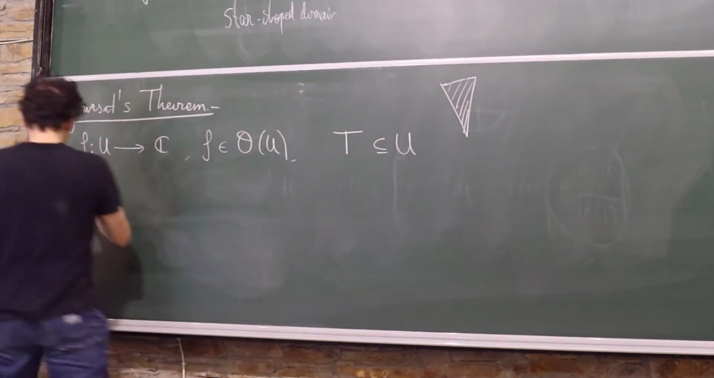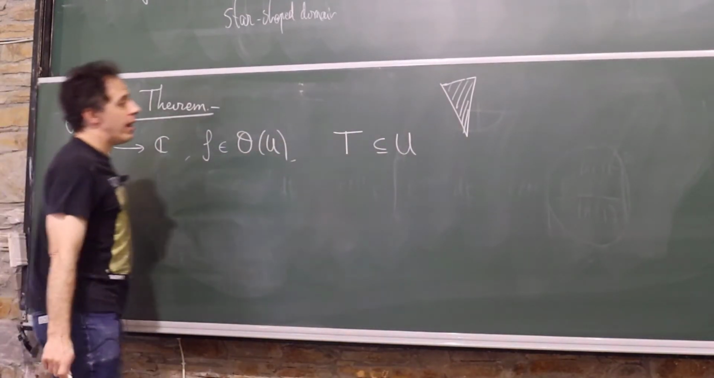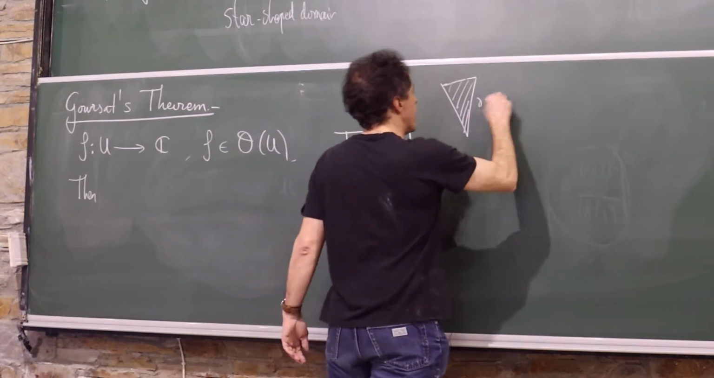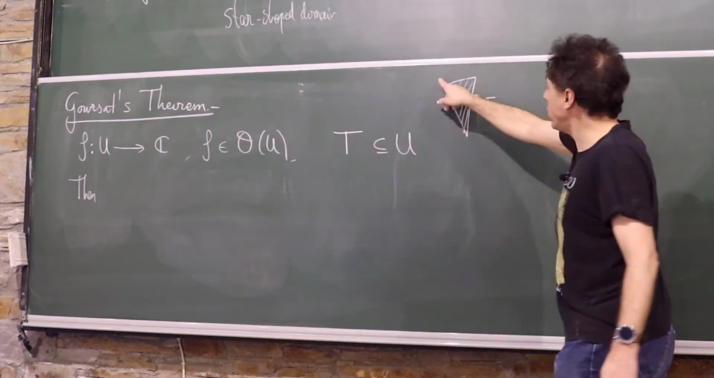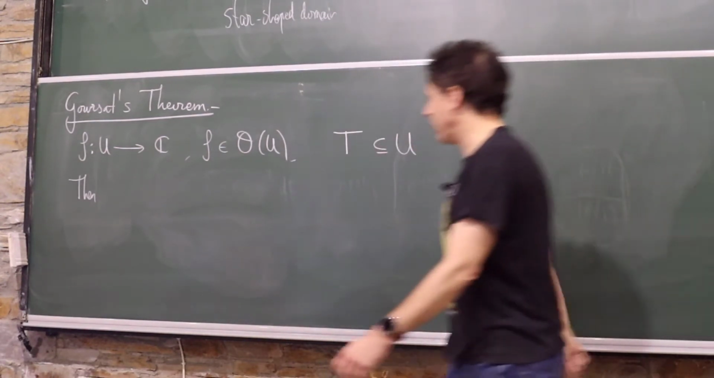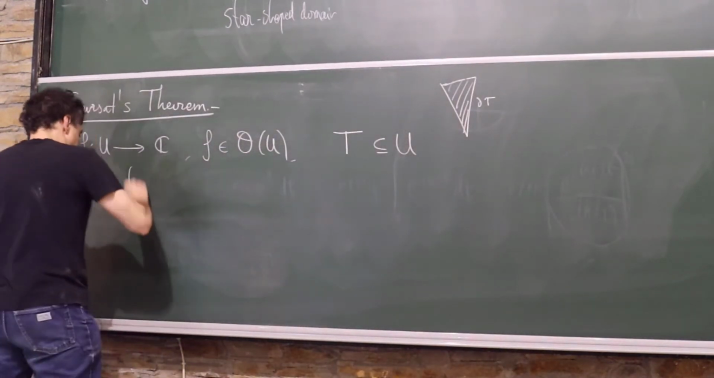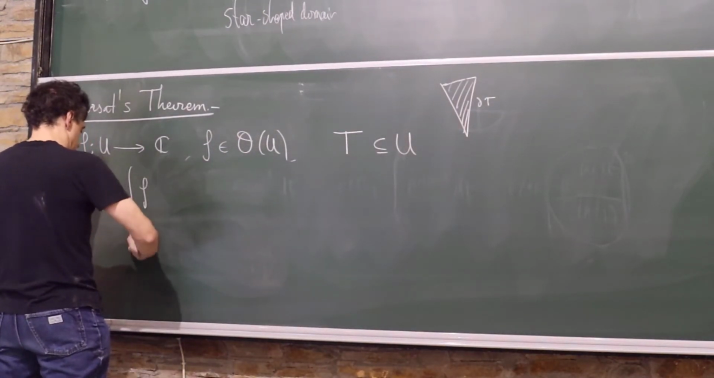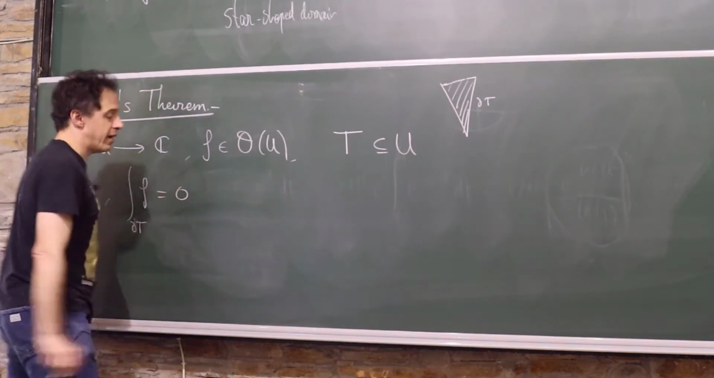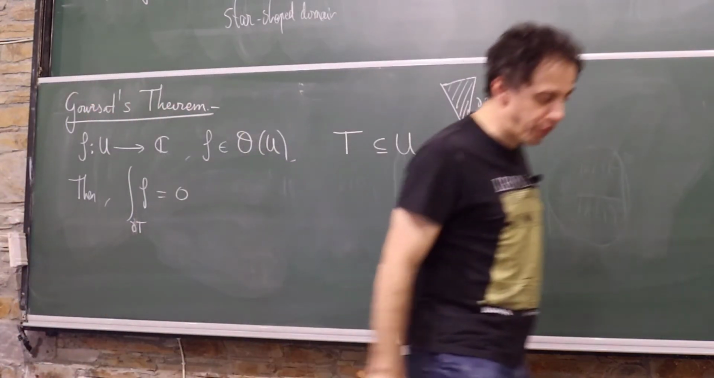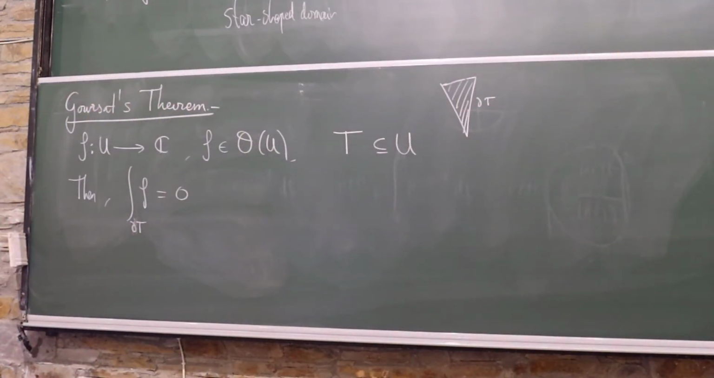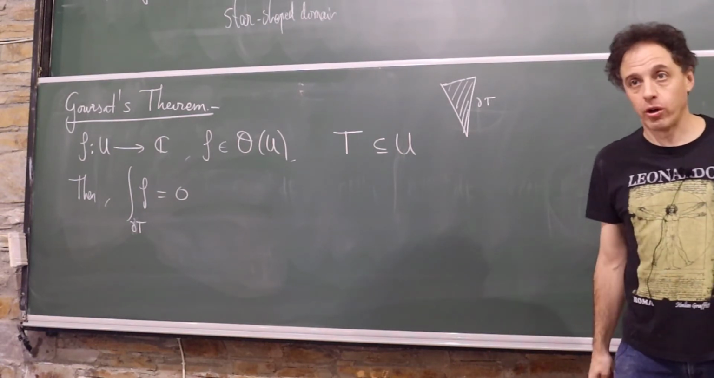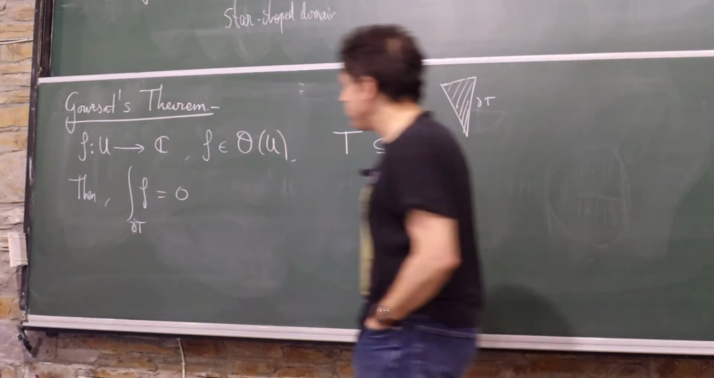So then, call for instance delta T the border of the triangle, the three sides. Then the integral of f is 0. If you have a holomorphic function, the integral along any triangle is always 0. Okay?